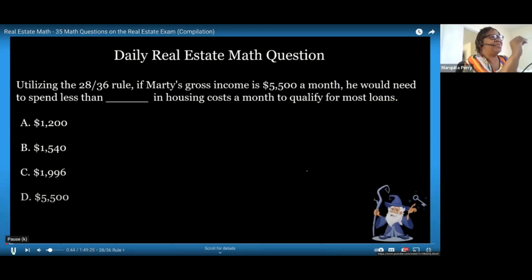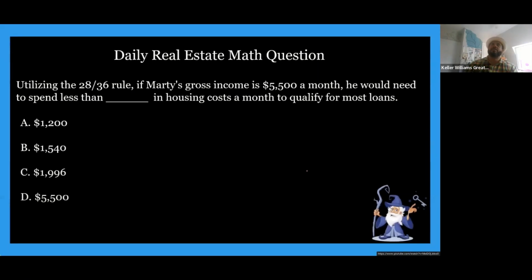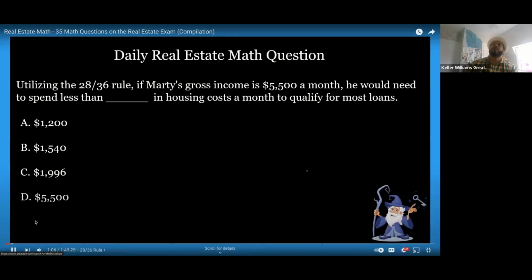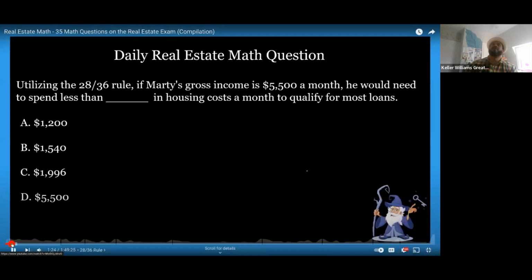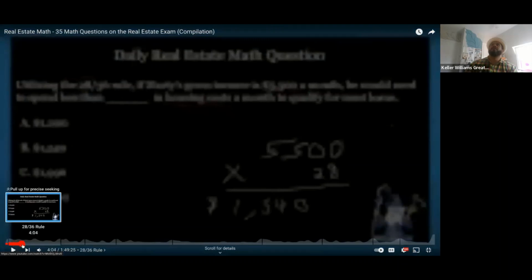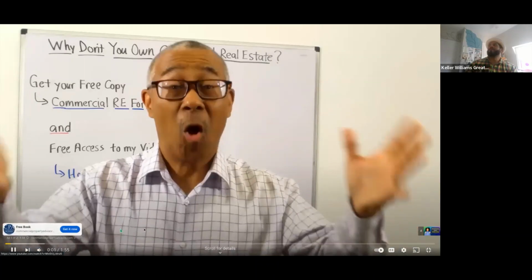See, this be one of the easy ones. It be them harder ones. All right. So yes, you would multiply it by 0.28, which is 28%, and that would give you 1,540, which lets you know that they have to spend less than that in housing costs a month to qualify for most loans, because that's the 28. So yeah, 5,500 times 28, B. So that's the answer.